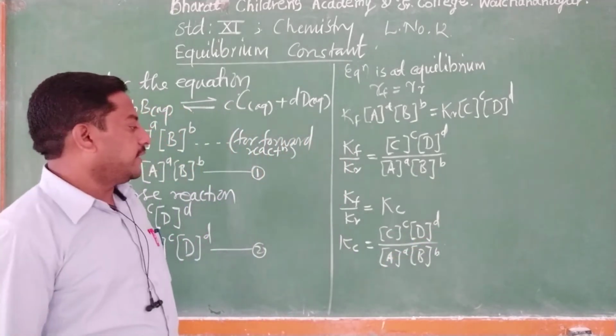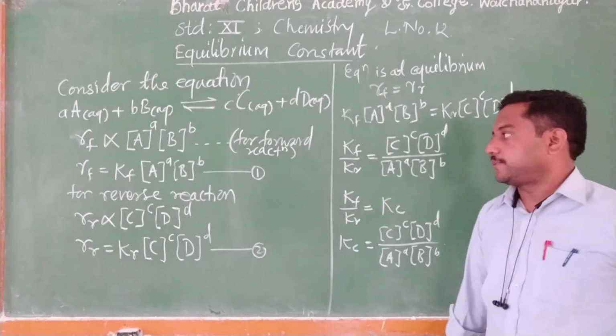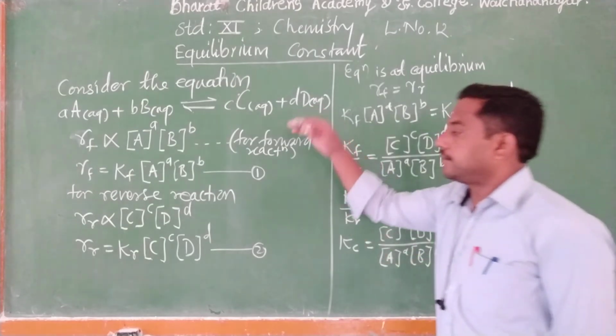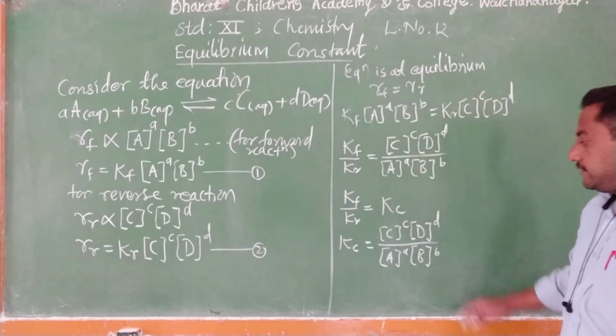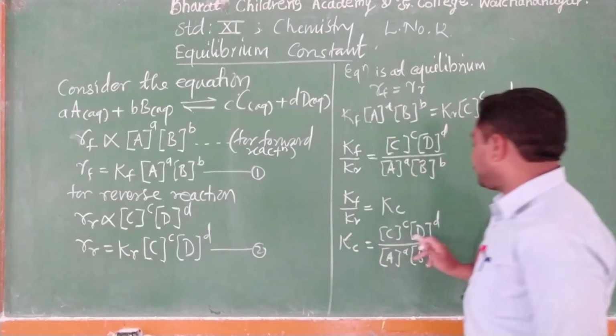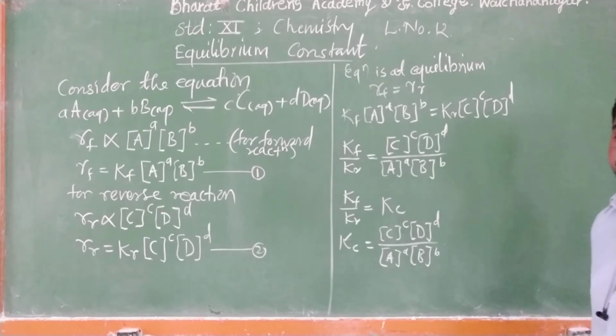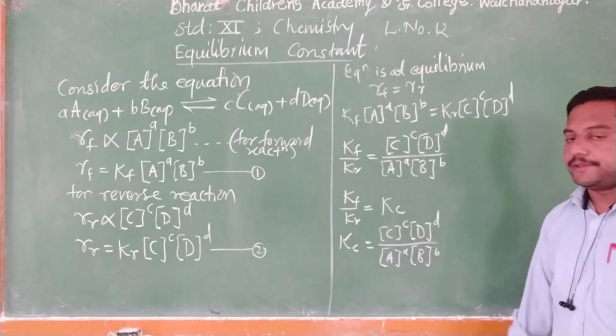So for the complicated equation, or the equation which is a balanced equation with respect to the reactants and the products, you will get Kc in this way. Kc will be equal to [C] raised to c into [D] raised to d upon [A] raised to a into [B] raised to b. This is called the equilibrium constant.